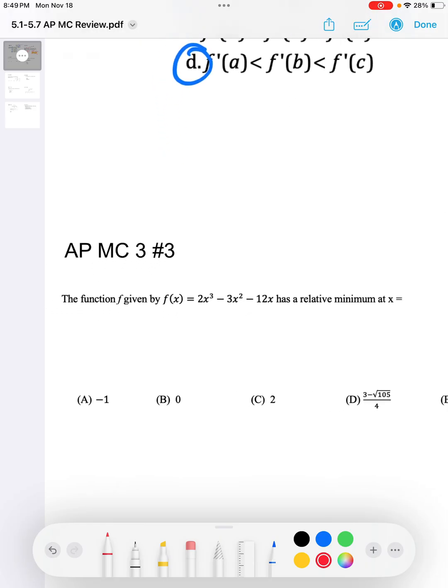All right, now we're looking for a relative minimum. Still talking about that first derivative of x, and we're setting it equal to 0. But now we're looking for the change here. We want it to go from negative to positive. So the first thing we're going to do is take the derivative.